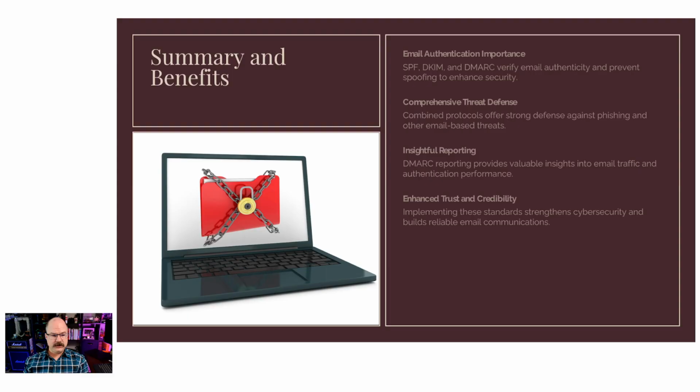So, general conclusion: SPF, DKIM, and DMARC are essential tools for enhancing email security. They help verify the authenticity of email messages. They prevent spoofing and protect recipients from phishing attacks. By implementing these protocols, organizations can ensure that their emails are trusted and that their domains are not misused by malicious actors. The combined use of these three protocols provides a comprehensive defense against email-based threats. Additionally, the reporting feature of DMARC offers valuable insights into mail traffic and authentication performance.